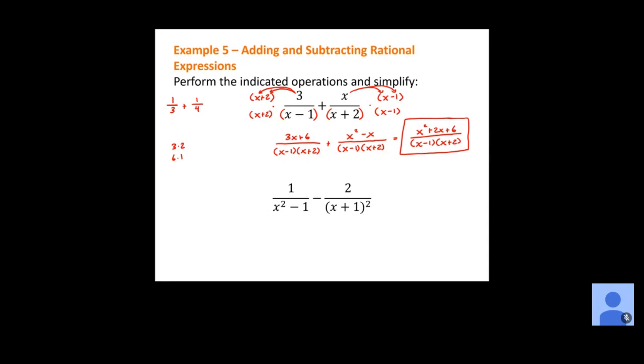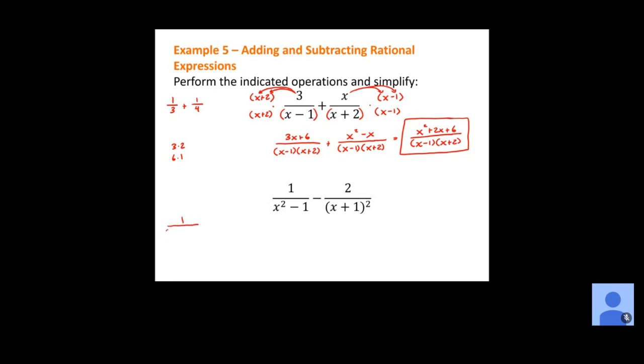All right, so look at this second one. This will be the last one we do. So the first thing I want to do with this is think about how we might be able to rewrite these denominators to help us to find the common denominator. So is there anything I could do with that x squared minus 1? It's a difference of squares. Good. So it's going to become x plus 1 times x minus 1.